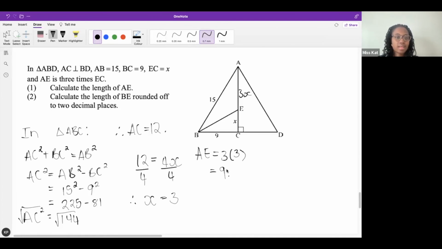Nice. Thank you very much, Umulemo, for helping me do that one. That was brilliant. Now we have found AE. Now they want the length of BE. Round it off to 2 decimal places. So BE belongs to this little baby triangle over here. Anyone know how we're going to do that one?